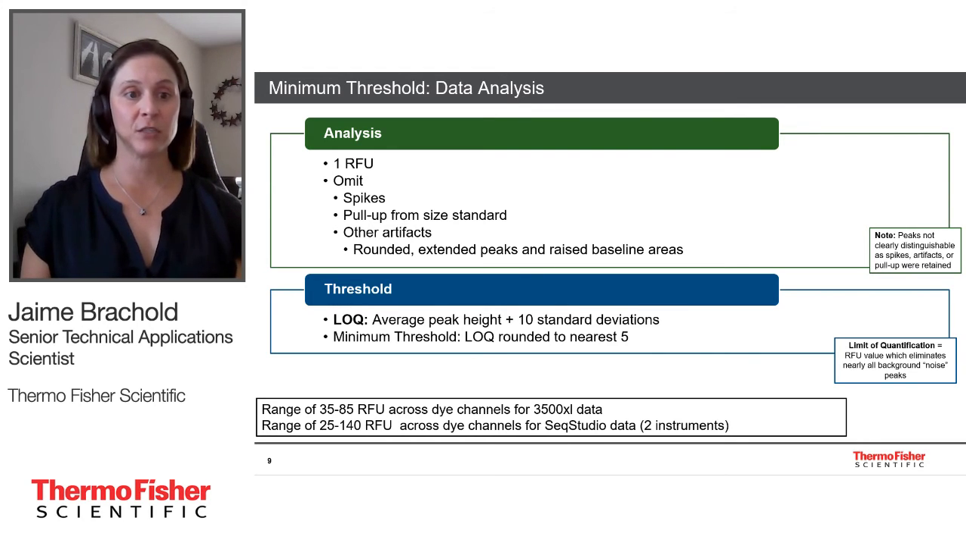On the 3500 instrument, across the 5 different chemistries, the minimum thresholds ranged from 35 to 85 across the dye channels. That's omitting orange, that's omitting the size standard. On the SeqStudio, if you recall, I mentioned we ran 2 different instruments, so the range is a little wider. The range was from 25 to 140 RFU across the dye channels, across all the chemistries for the 2 different instruments.